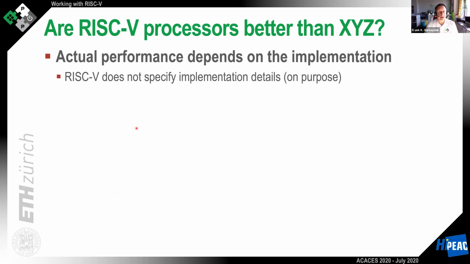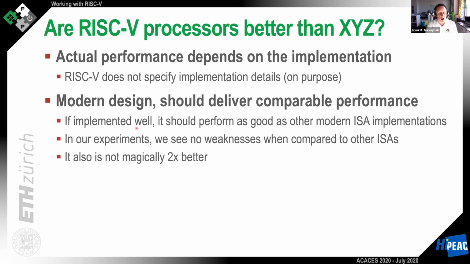Also, because we ended up making a lot of those processors, we get asked, are these processors better than any other one? You have to realize the actual performance depends on the implementation. RISC-V does not specify any implementation details. This is on purpose. They don't want to put themselves in a corner. They're describing how the architecture is. What you do in the microarchitecture, that's the implementation, is up to the designers. But the ISA is modern. It should deliver comparable performance to all modern implementations. So if you implement it well, it should perform as well as other modern ISAs.